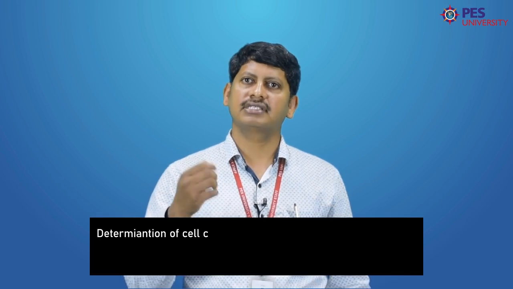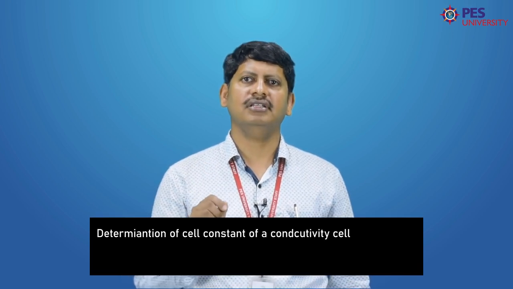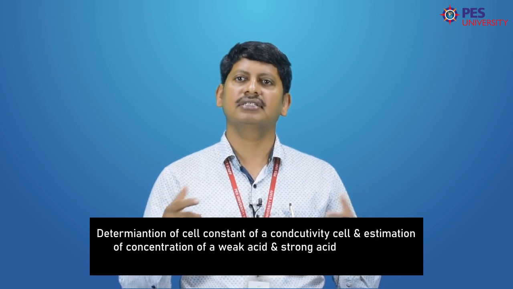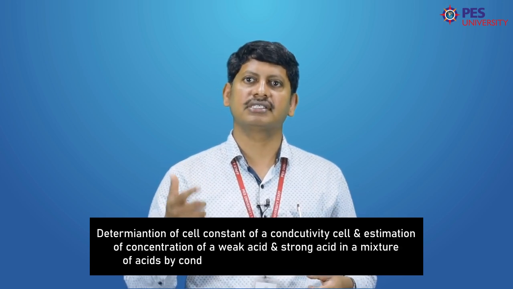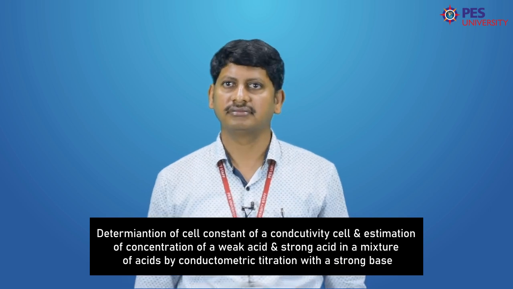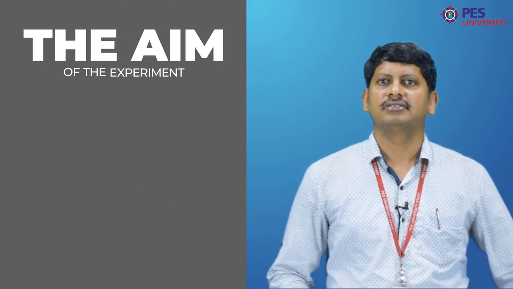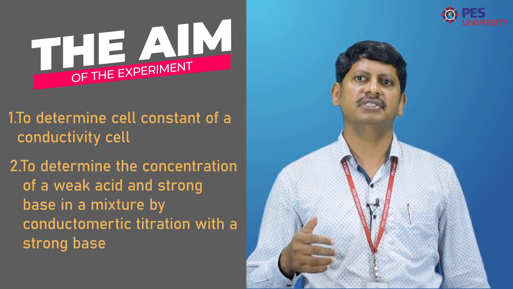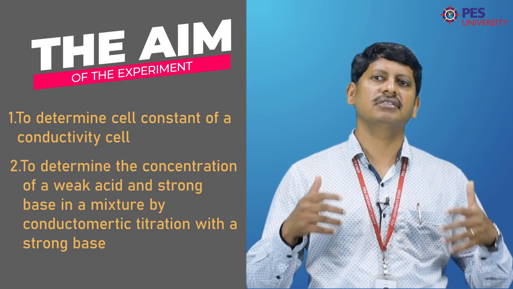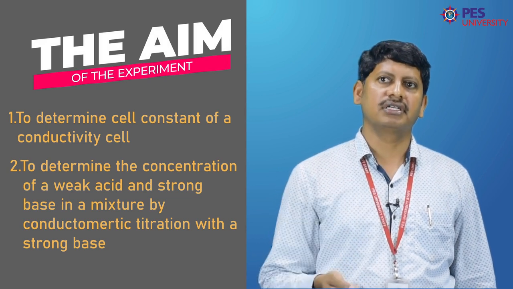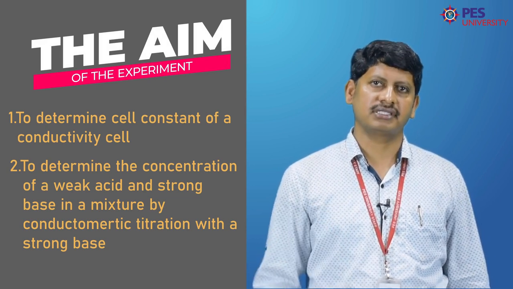Title of the experiment is Determination of Cell Constant of a Conductivity Cell and Estimation of Concentration of a weak acid and strong acid in a mixture of acids by conductometric titration with a strong base. Aim of the experiment: to determine cell constant of a conductivity cell and to determine the concentration of a weak acid and a strong acid in a mixture by conductometric titration with a strong base.